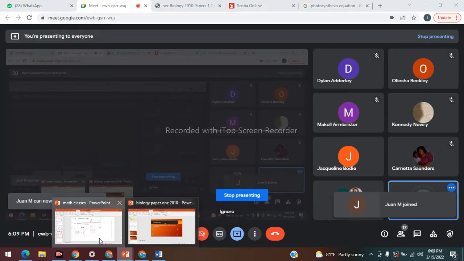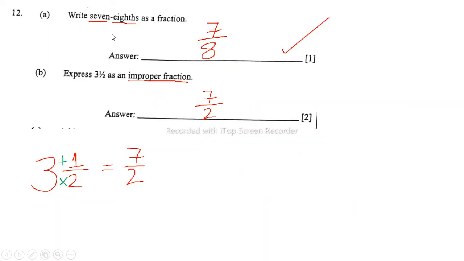Okay, so we just have these two. 7 over 8 as a fraction, which is simply 7 over 8, and 3 and 1 over 2 as an improper fraction. That's 3 and 1 over 2. We multiply 3 by the 2, that gives us 6, and we add the 1, that gives us 7. So it's 7 over 2. Remember that as you enter, please place here or present to indicate that you are here. And for this first question, write it down quickly and send the photos to me.